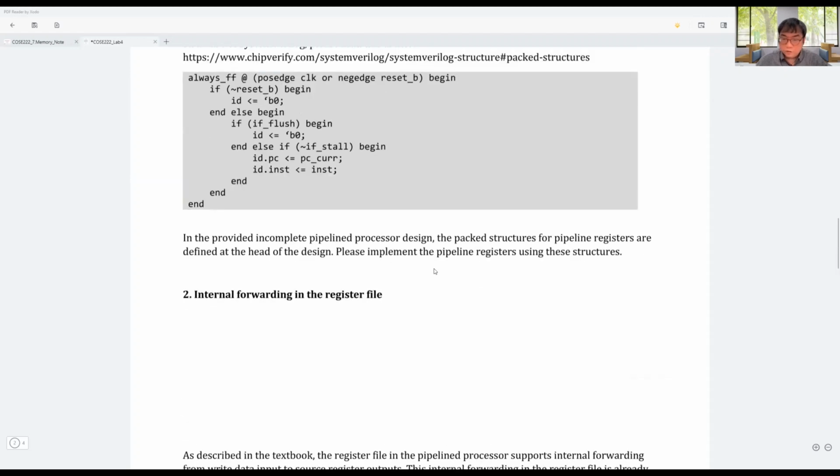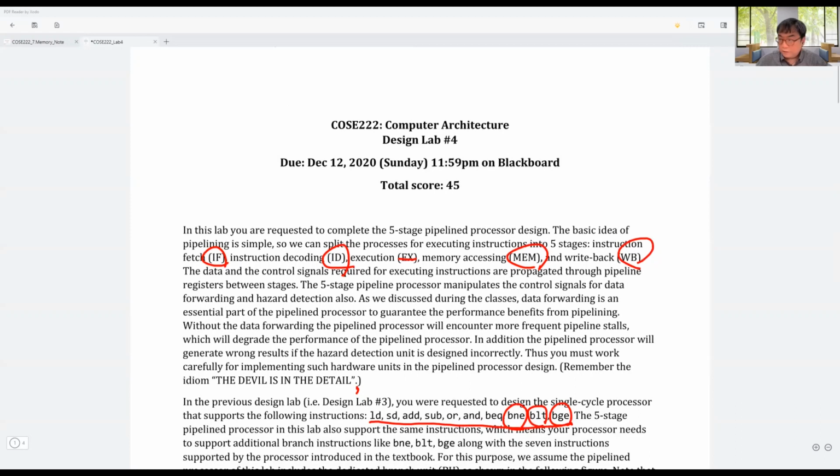Any questions about this lab? Good. Okay.